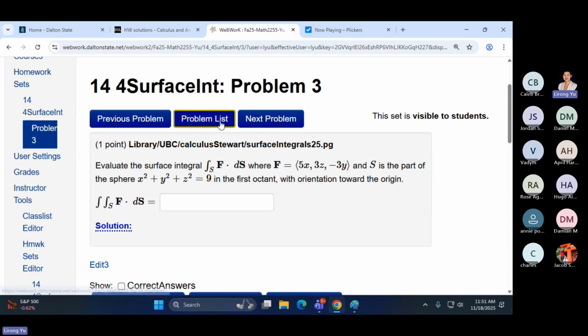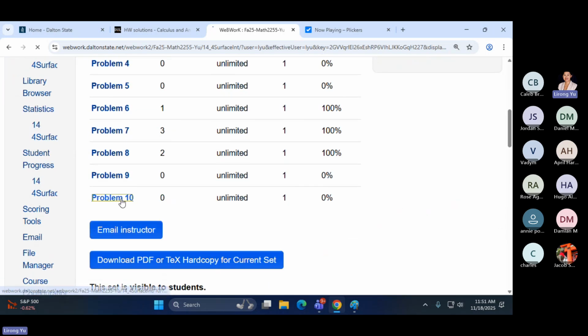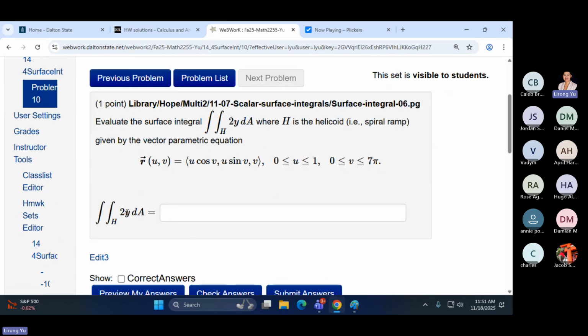The kind of question that does not have a vector field is just the last two. Like we're integrating y over that surface. For this kind of question, dA is the surface integral differential, and you have to find the cross product of r_u and r_v.